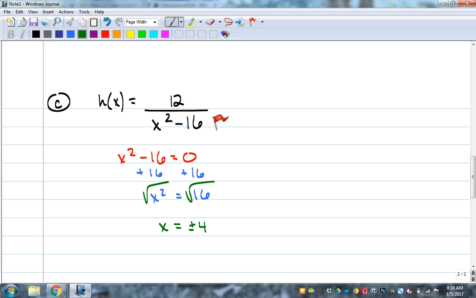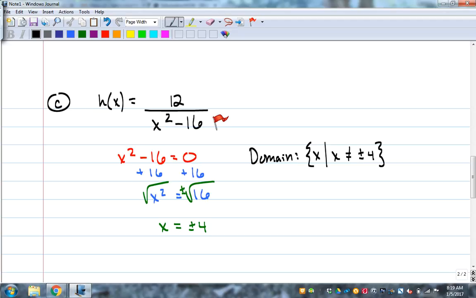Because it was a square root. If you take the square root of a number, remember you have to put that plus or minus in front of it, if you put the square root in the problem. That's when that happens. So with our set notation for the domain, x, as long as x doesn't equal plus or minus 4. Really easy there.